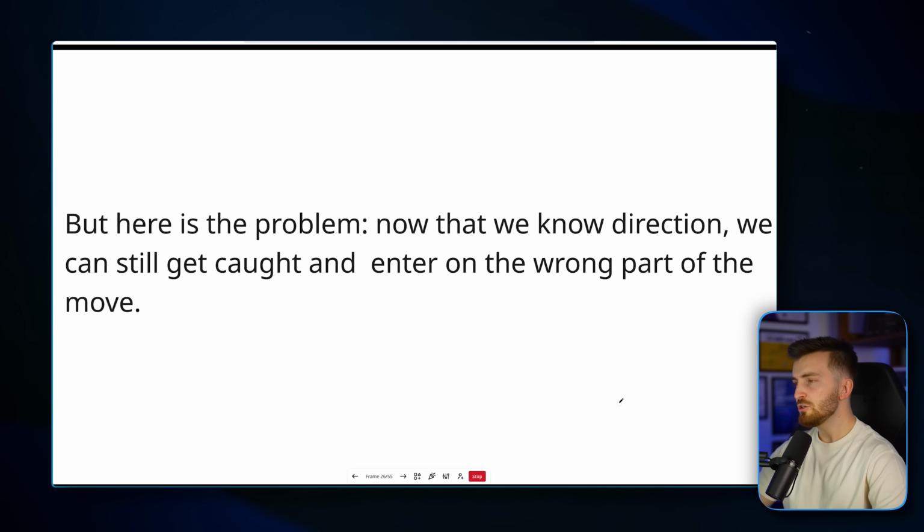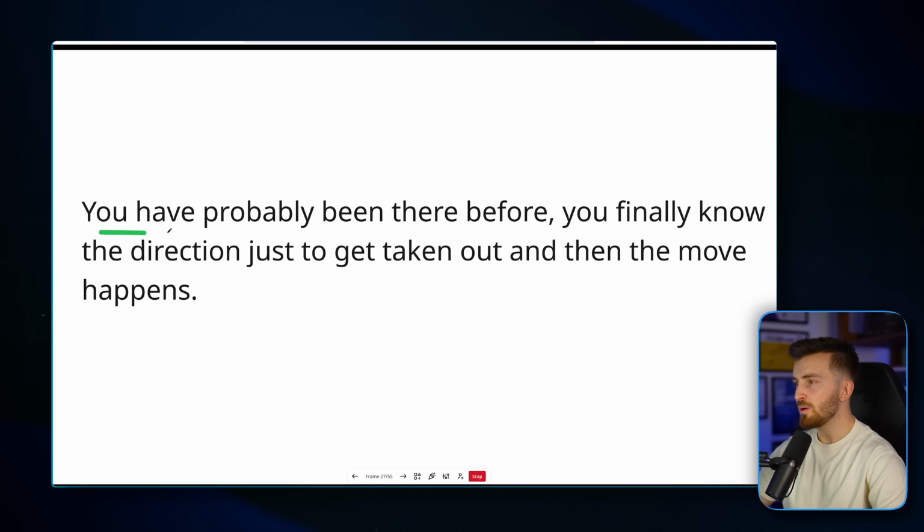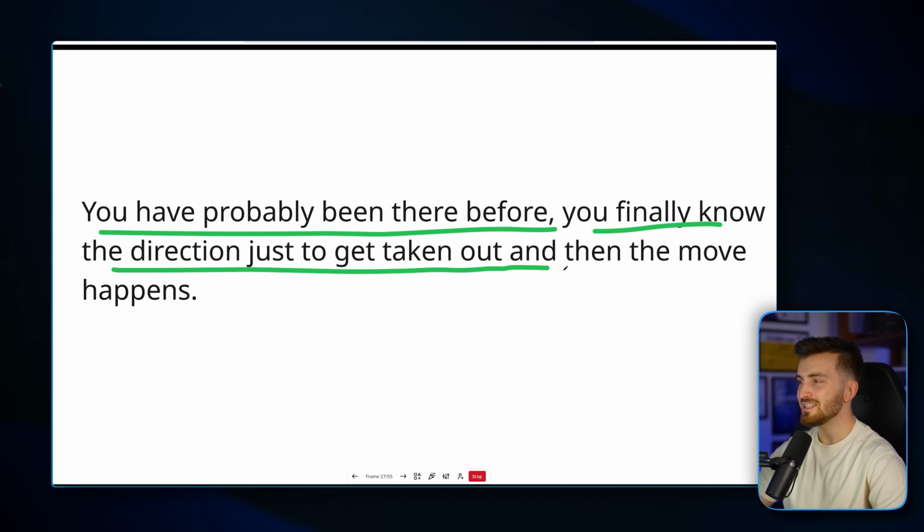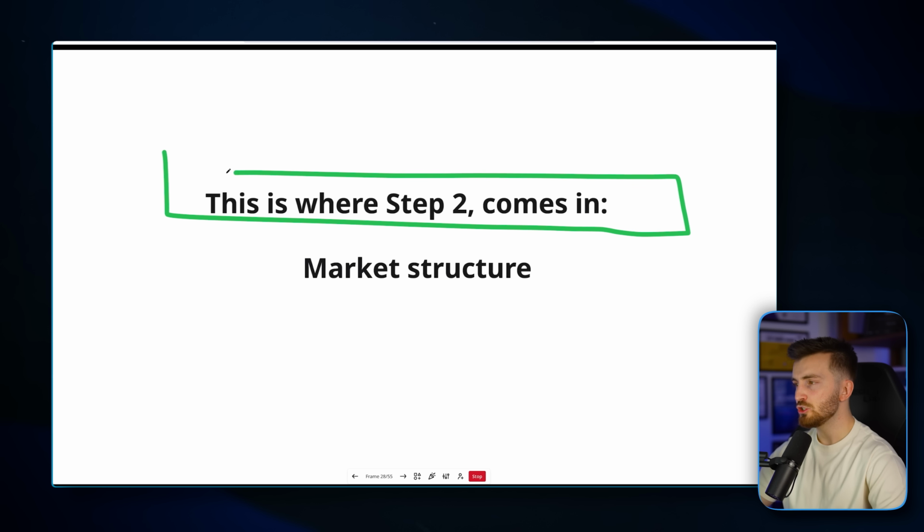But here's the problem. Now that we know the direction, we can still get caught and enter on the wrong part of the move. And you've probably been there before, where you finally know the direction and you just keep getting taken out before the move actually happens. And this is where step number 2 comes in, which is going to be market structure.